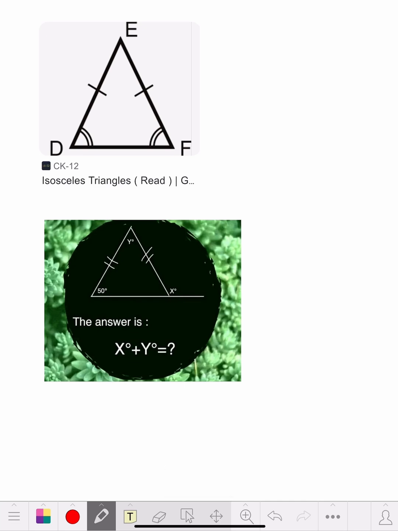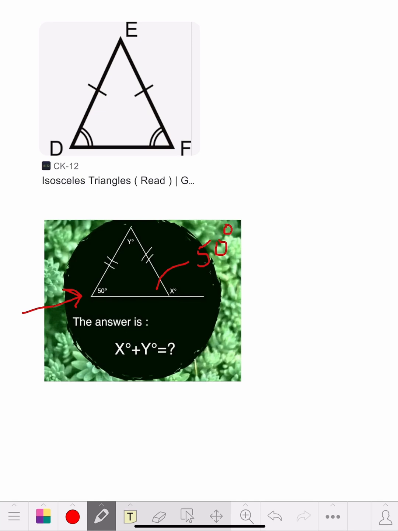And so let's look at the problem, okay? The answer is x plus y equals. Okay, so they want to know x and they want to know y, and they want to add them together. So they're telling you that this angle here is 50 degrees. Okay, so following the isosceles triangle, that means this angle is 50 degrees too. 50 degrees for that angle.